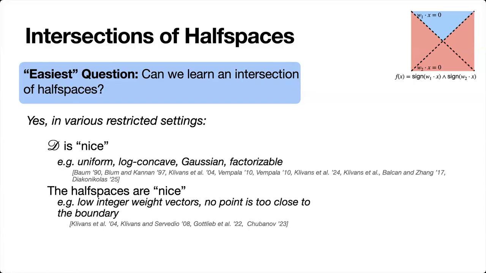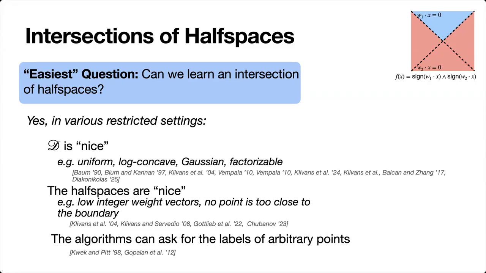Another assumption that people make in order to make the problem more tractable is that the half spaces are nice in some way. So if they have low integer weights, for instance, or equivalently, this works only over the Boolean cube setting, but if you want to think more geometrically, the requirement is that no point lies too close to one of these hyperplanes. So all the points are very much in the interior of these regions. Good. And in this case, you can get a quasi-polynomial time algorithm.